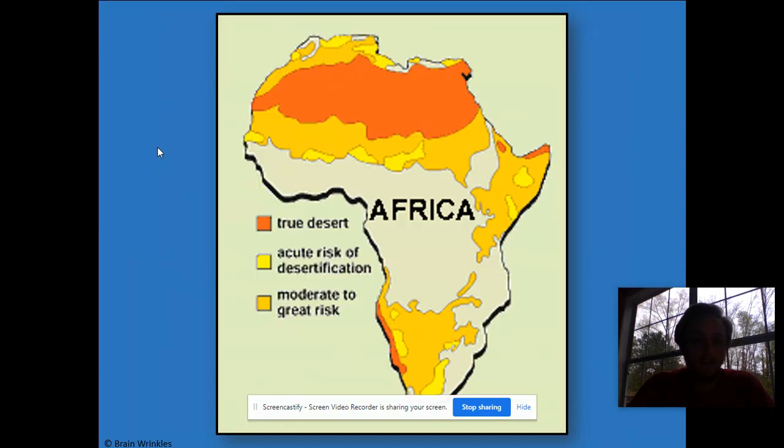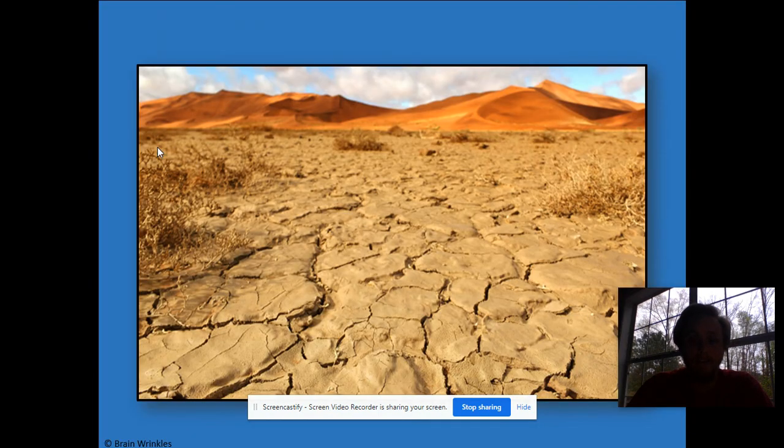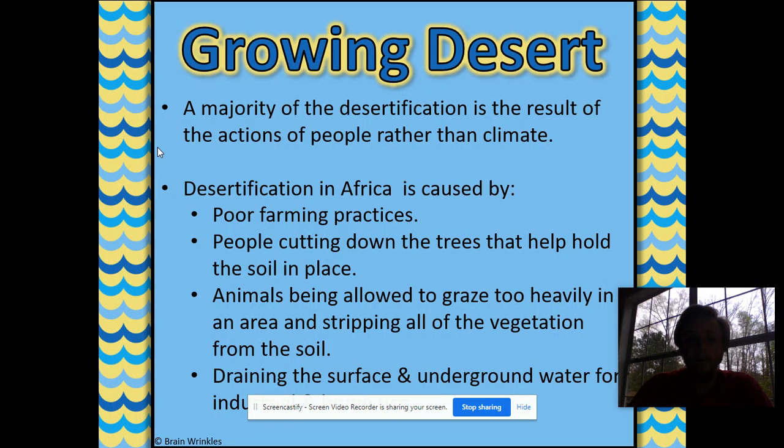Now, there are a few reasons why this happens. There's a picture of what, again, desertification looks like. Desertification in Africa is caused by, and then it lists 4 bullet points. You need to write down all 4 of those bullet points. If you would like to summarize them, you are welcome to. You don't have to write them word for word, but you need to know all 4 of those bullet points that are on desertification in Africa.